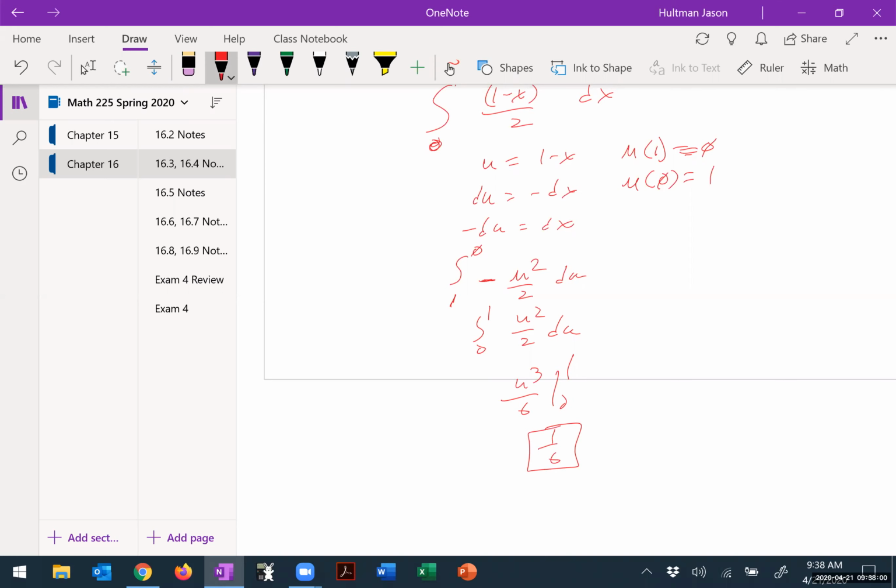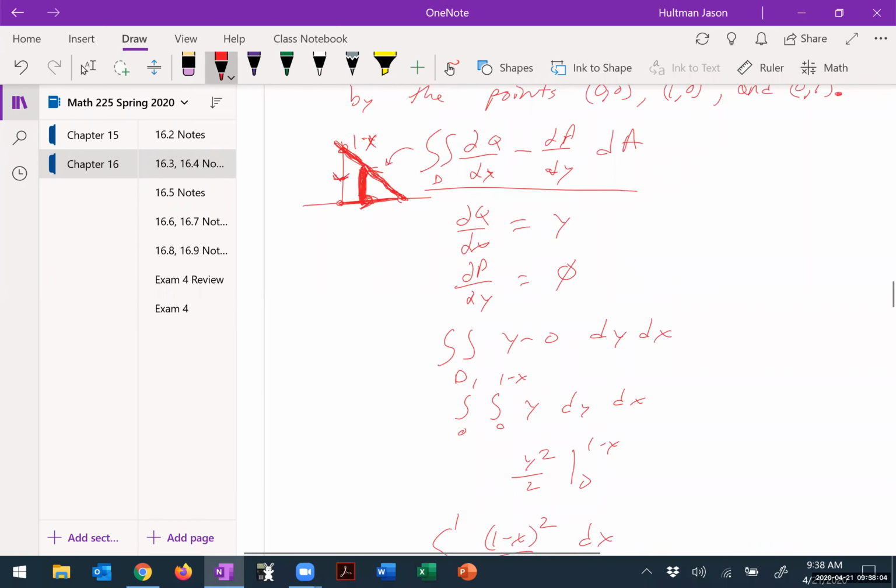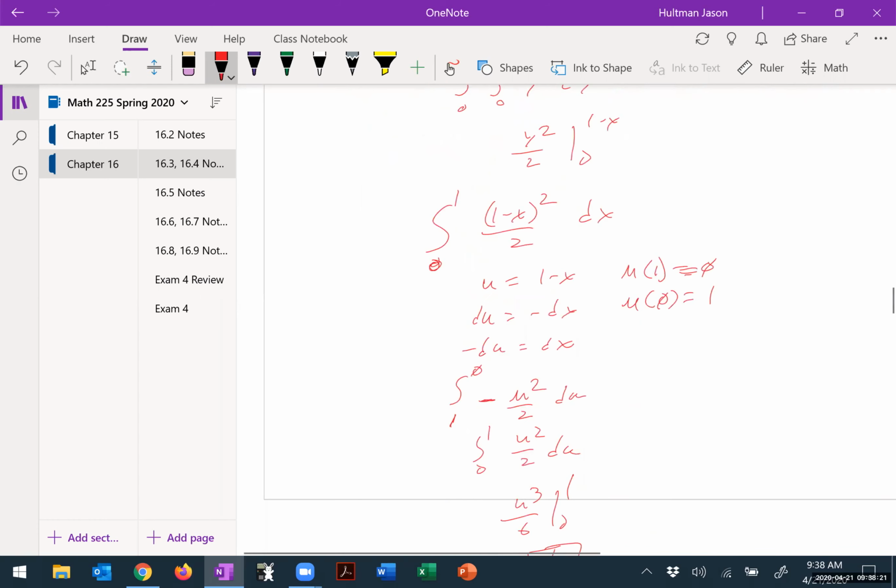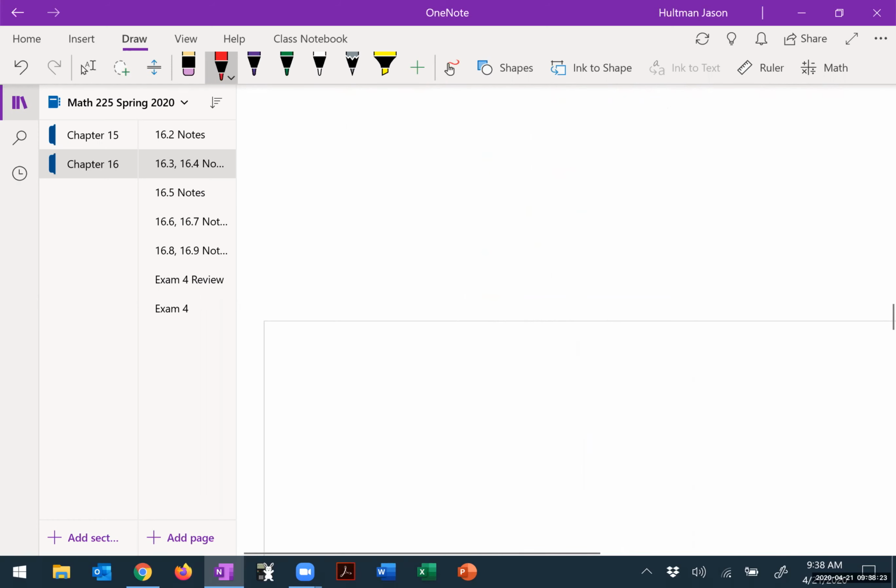Nice. So the line integral over this region ended up being 1/6. Turning that line integral into an area problem. Okay, let's do another one.